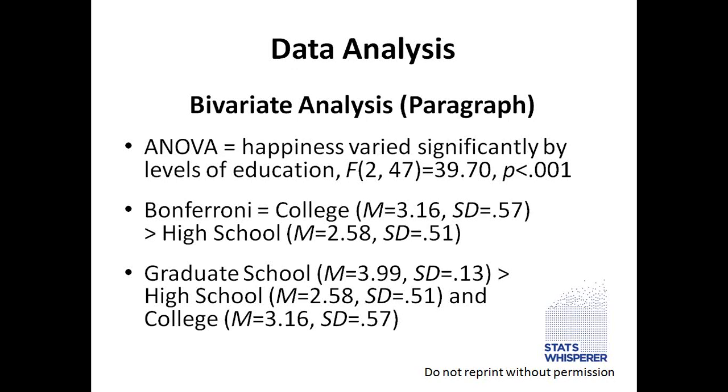But after that, we have to describe the Bonferroni post-hoc test. So we say the ANOVA indicated a significant difference between means, and in the text, we have to say just what those significant differences are, which mean is significantly different from which other mean. So we say college was significantly greater than high school regarding levels of happiness, and graduate school was significantly higher than high school, and it was significantly higher than college. And so there we go. That's our paragraph.